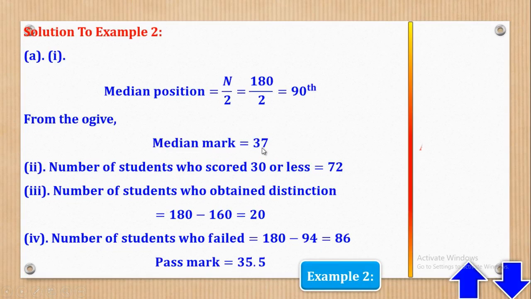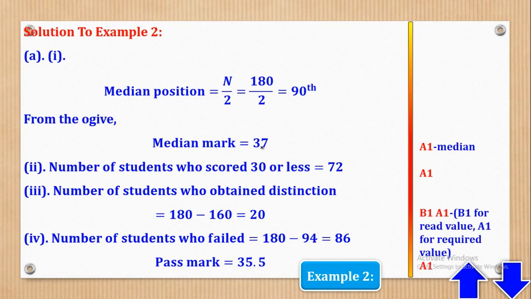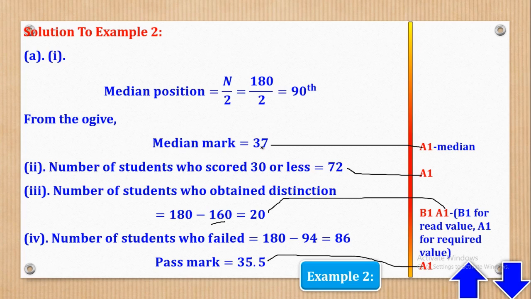Now let's see how marks can be awarded before we go to the next slide. So A1 is for you to say the median, but the dotted lines must be seen on the Ogive. Then another A1 for you to say the number of students who scored 30 or less. Then B1 for reading the value, so reading this value of 160, and A1 is for you to subtract to get this 20 which they want. Then A1 is for you to get the pass mark. So basically that's what they wanted in part A.